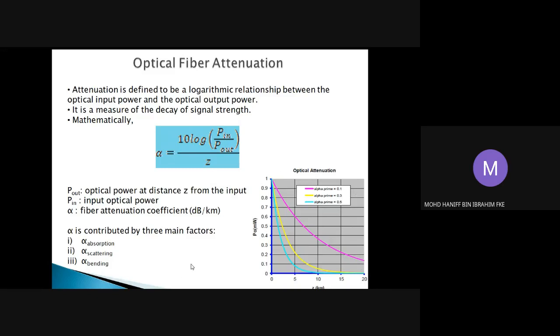We are now ready to discuss the factors or the contributors of the attenuation. In optical fiber, there are three main factors. The first one is absorption, the alpha due to the material absorption. Number two is the alpha due to light scattering in optical fiber. And number three is the alpha attenuation due to fiber bending.